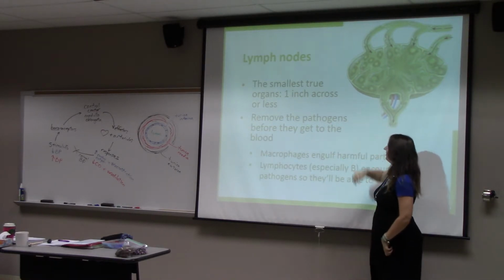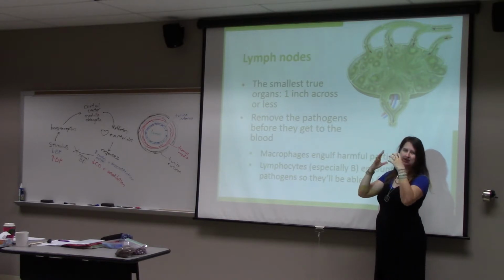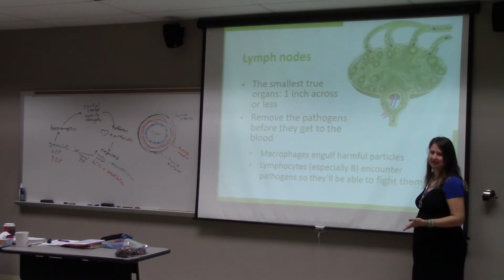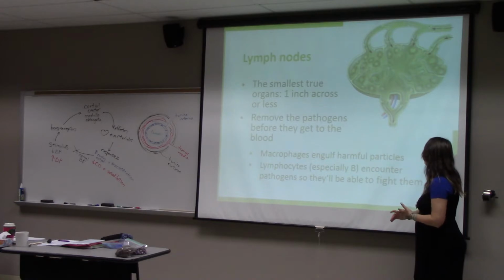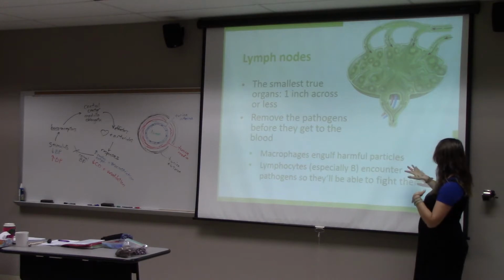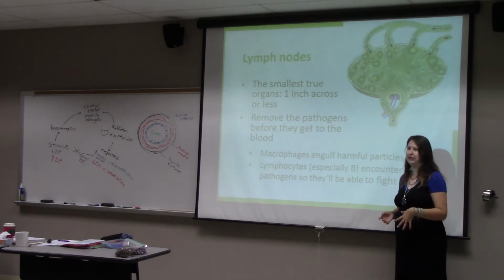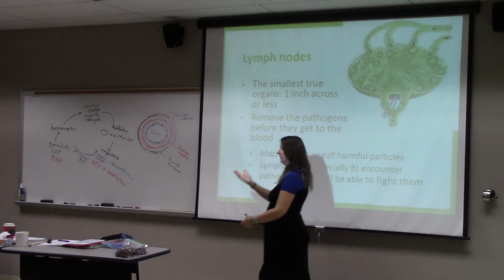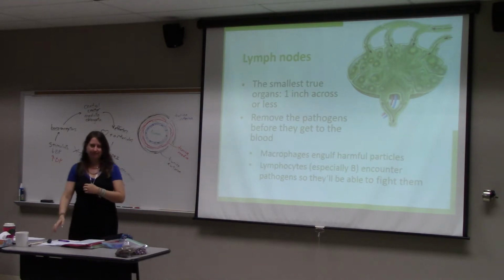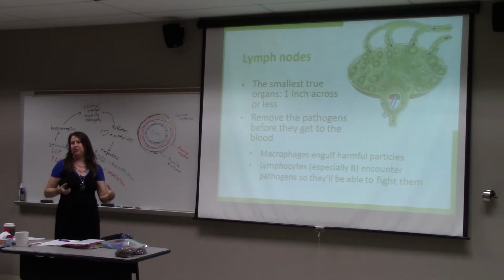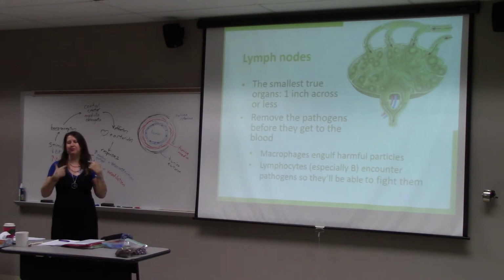These little clusters are like lymphatic nodules connected together in the node. The lymph flows into it in one end and out the other end. As it flows through, the macrophages eat the pathogens, and the lymphocytes, especially a type called B lymphocytes that we'll get to coming up, can meet the pathogens and learn what they're supposed to be fighting. So your lymph nodes are there to remove the pathogens from the lymph to keep them from getting into the blood where they can be delivered anywhere.